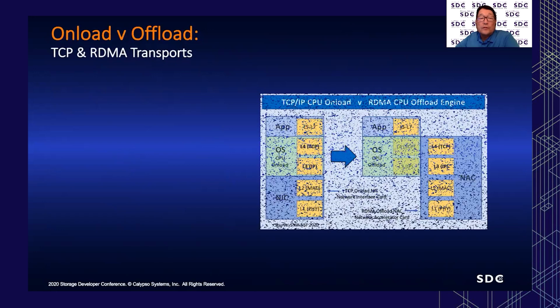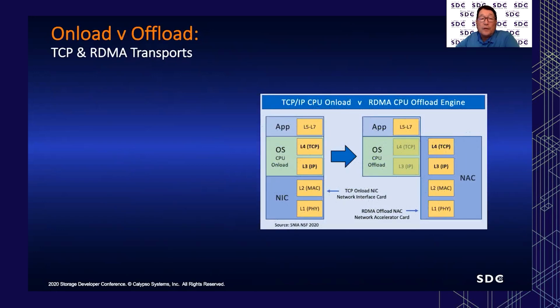Offload versus onload, TCP and RDMA transports. So here we're taking a look at a NIC card on the left, which has TCP onload, and a network accelerator card, or a NAC card, on the right-hand side, which has offload. Onload and offload is looked at from the perspective of the host CPU.